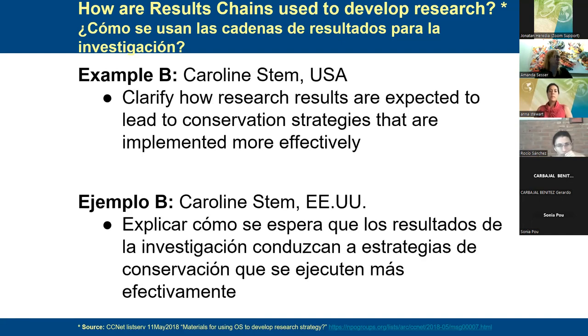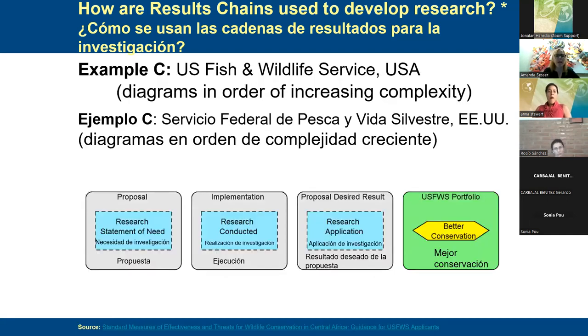Another example that I'm going to follow all the way through is Caroline Stem from the US. She was actually the one who taught me how to do results chains. She's from the Foundation of Success. And she uses results chains to clarify how the research results are going to be linked more effectively to the larger societal or environmental outcome. And then the last example is within the U.S. Fish and Wildlife Service.